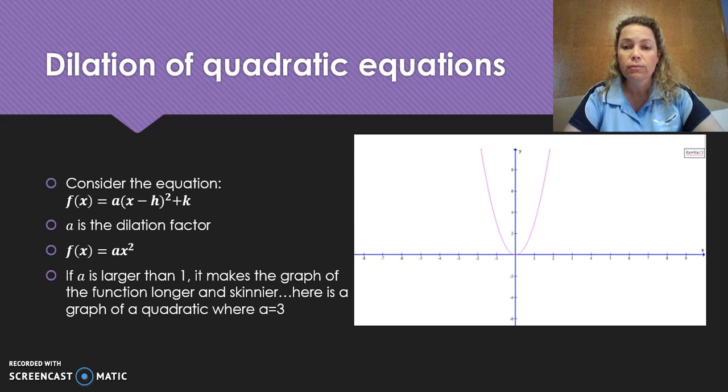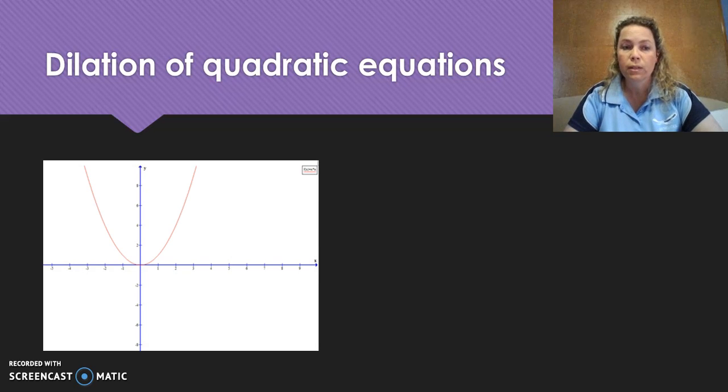So here's a graph of a quadratic where a equals 3. Now, have a look at it. It's longer and skinnier, but here's a reminder of what the original graph looked like. So you can see that it's just that little bit fatter. It still goes through the origin because when x is 0, 3 times x squared is still going to be 0, so it still goes there. So it actually doesn't move our points on the x-axis, but it does change the points on the y-axis except for 0.